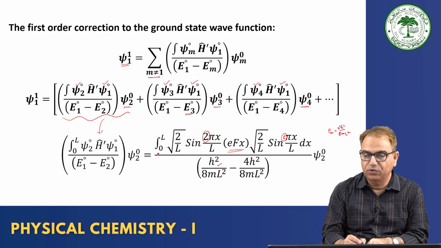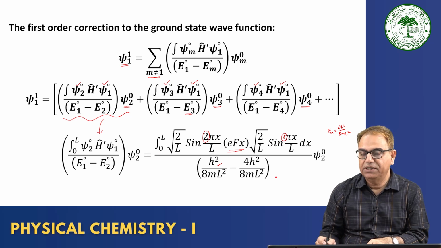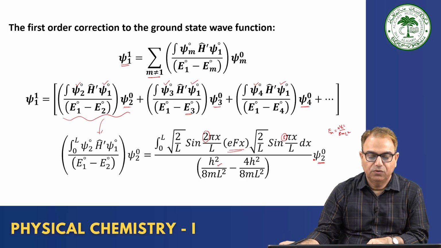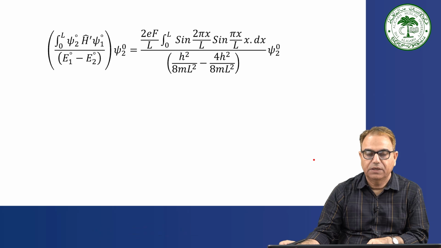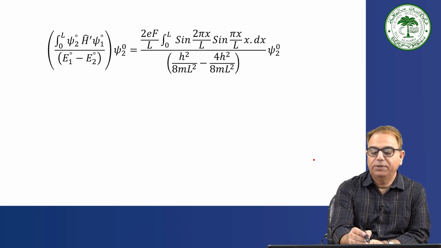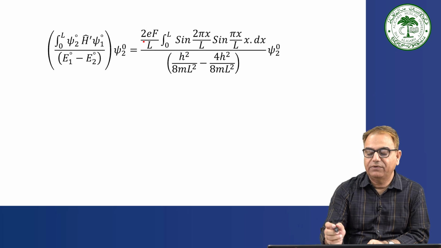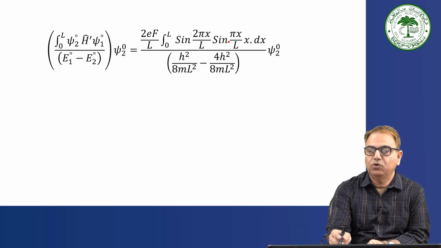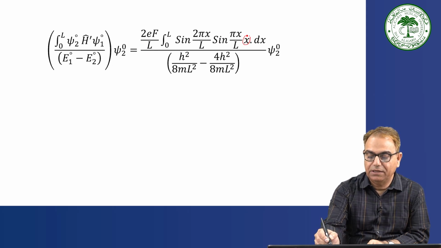So we have to find the integral in the numerator, and the denominator is very simple. Psi 2 naught is also known to you for finding the first term. Let us see how we do it. Again in the numerator, what I have done is take root 2 by L from here and root 2 by L from here outside, so it becomes 2 by L. eE also I can take out, and this x is from the H prime.